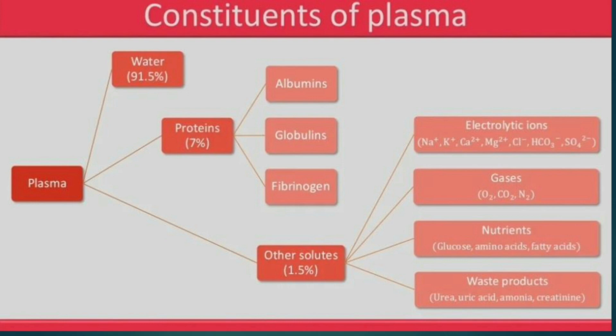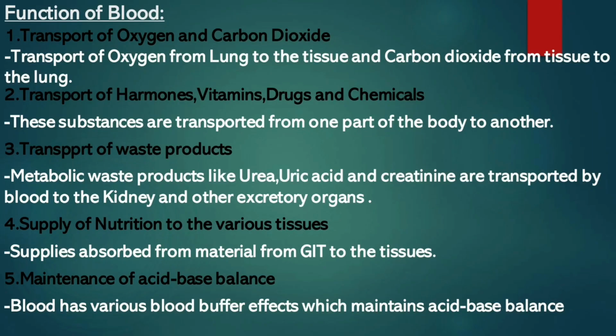Now let's discuss the other part of the question, that is the function of blood. Now come to the next slide. Function of blood. 1. Transport of oxygen and carbon dioxide. Transport of oxygen from lung to the tissue and carbon dioxide from tissue to the lung. 2. Transport of hormones, vitamins, drugs and chemicals. These substances are transported from one part of the body to another.